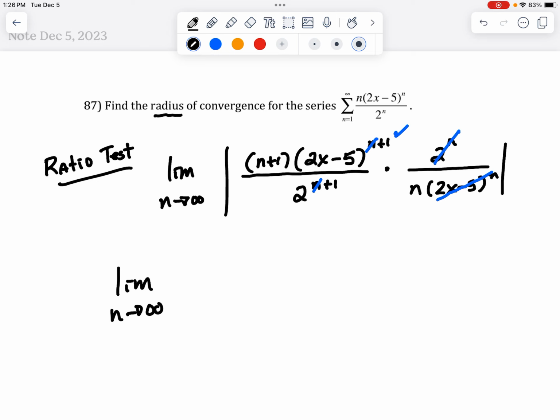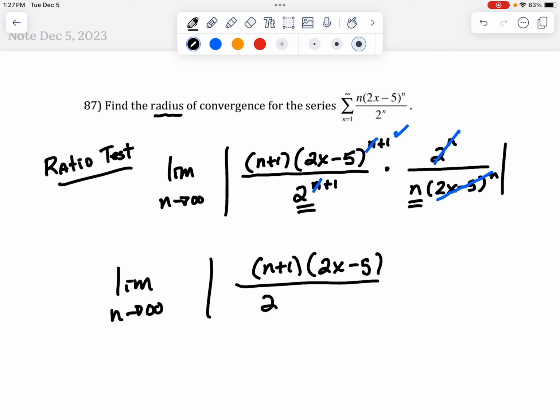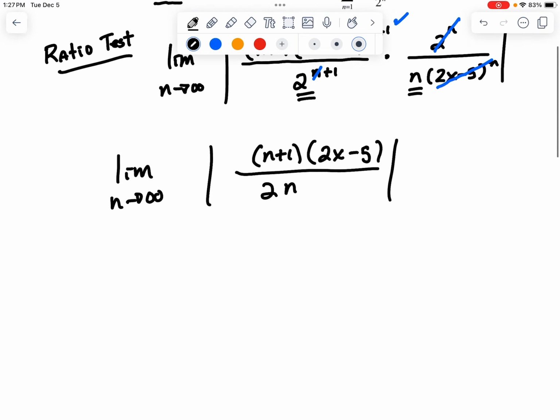And what's left? So on the top, we have an n plus 1 that did not get canceled. We have a 2x minus 5 to the 1 that did not get canceled. All right, that's the numerator. And the only thing left for the denominator is that single 2, and then also this n. And then basically we have the n going to infinity and 2n going to infinity, so we could use L'Hopital's rule.